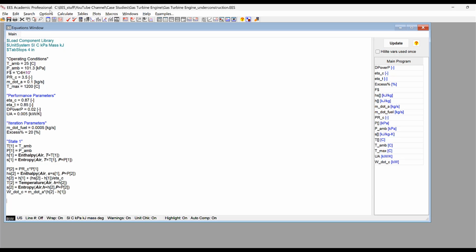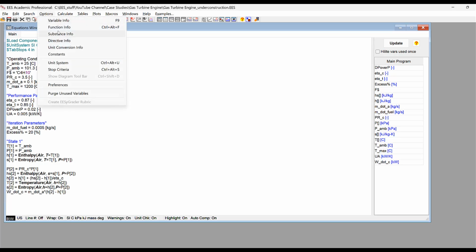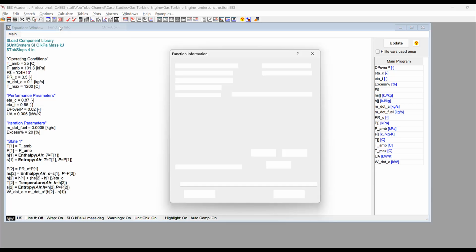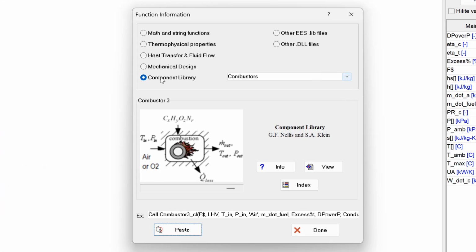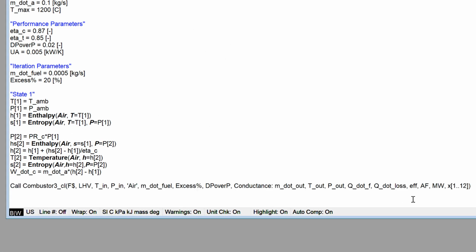We've already loaded the component library, so we can now access those models. So let's go up here to function information. In the component library, we're looking at combustors, and there's 3 different combustors. The one I want is this last one, combustor 3, because this one actually will do the equilibrium chemical reactions calculations and tell you the concentration of the gas that's leaving the combustor. So it's a little bit more sophisticated than the other ones. So I can go ahead and paste that in here, and we'll go through and fix the inputs.